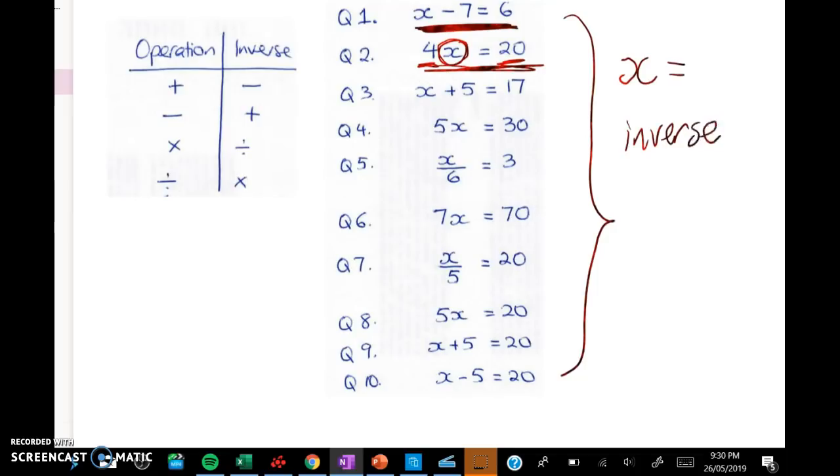Okay, so you've got 10 questions. Verbally, I want you to say, what does the equation say in words? And then in your book, I want you to write down the solution. Okay, so each one, the solution, and then what's the inverse operation?